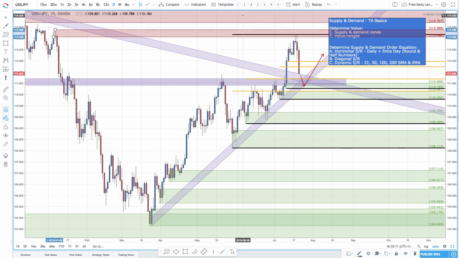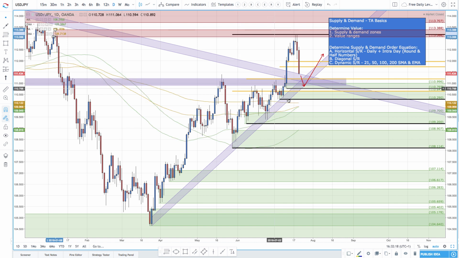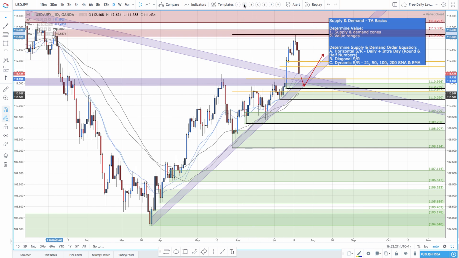And then we have dynamic support and resistance. So I use the 21, 50, 100 and 200 SMAs and EMAs. The 100 and 200, we're pretty much below here, so we haven't necessarily got confluence with the 100 and 200, but let's look at the 21 and 50. And by the time price does come down here, we have the 21 EMAs and SMAs coming up around here as well. And potentially we've got the 50 SMAs and EMAs coming up to this level around here.